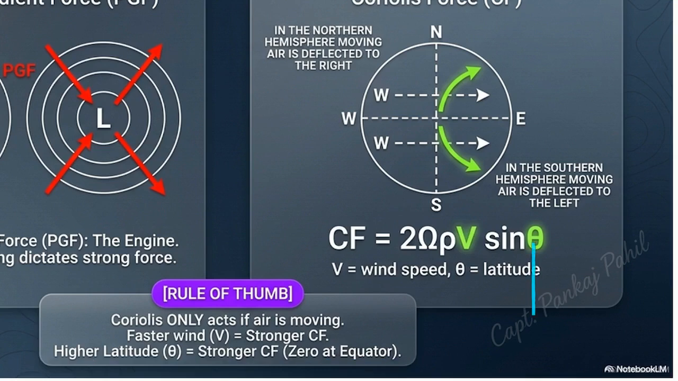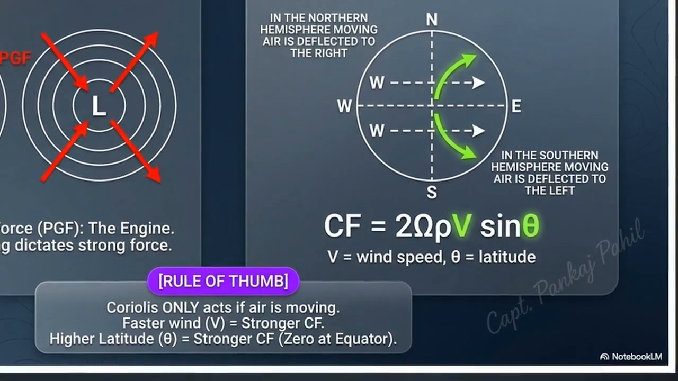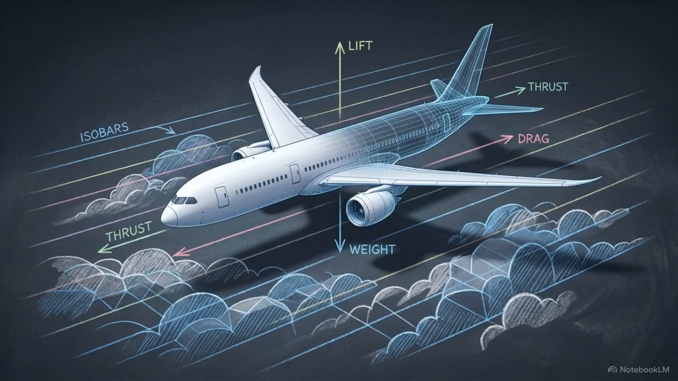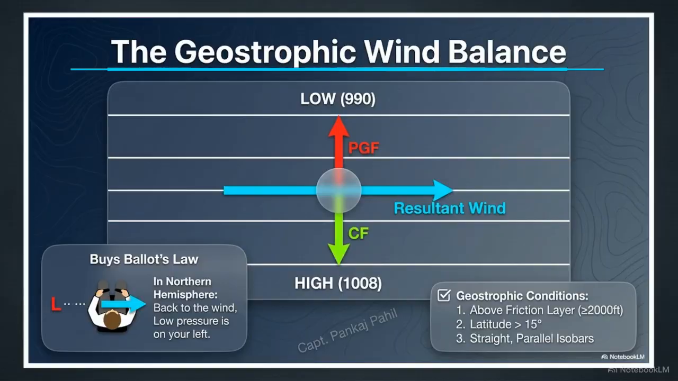The formula also relies on the sine of latitude, theta. Because the sine of 0 is 0, the Coriolis force is physically non-existent at the equator and reaches its maximum strength at the poles. High above the friction of the Earth's surface, these two forces pull against each other until they lock into a state of mathematical equilibrium. This schematic illustrates that perfect equilibrium, known as the geostrophic wind.